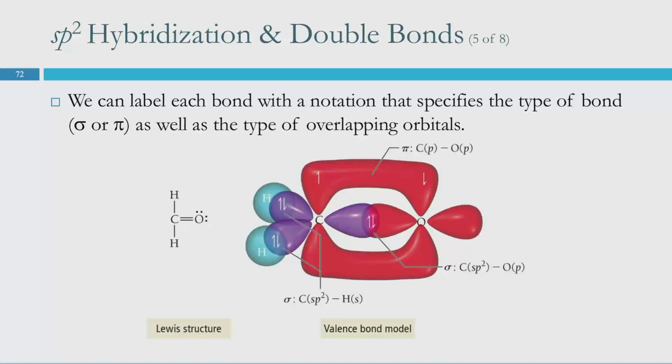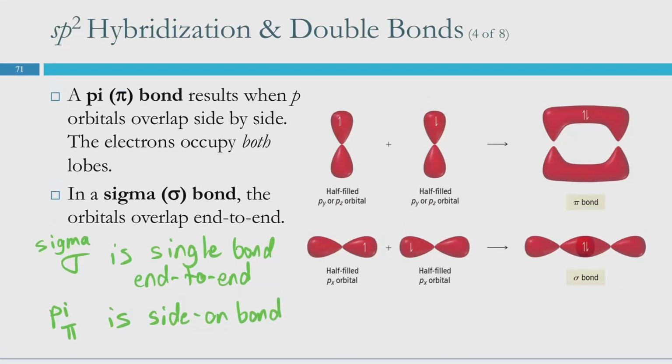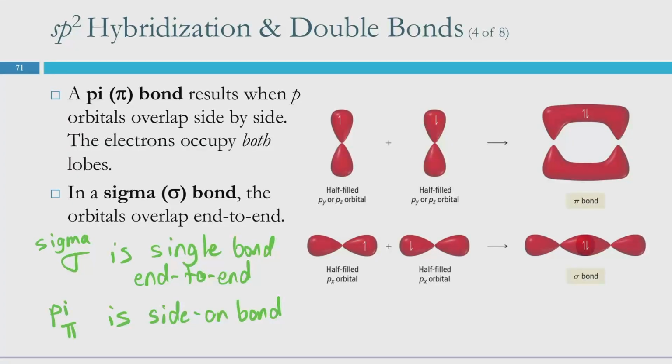All right, let's see if we can finish off chapter 11 today. Last class we were getting into valence bond theory and hybridization. We left off talking about sigma bonds and pi bonds, and sigma bonds are end-to-end overlap.